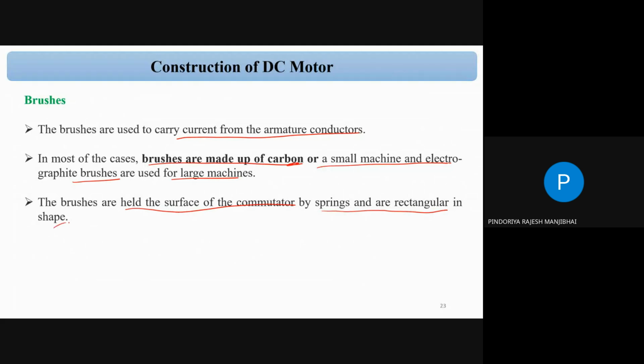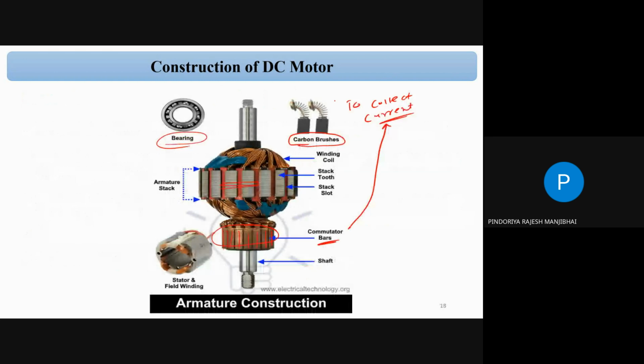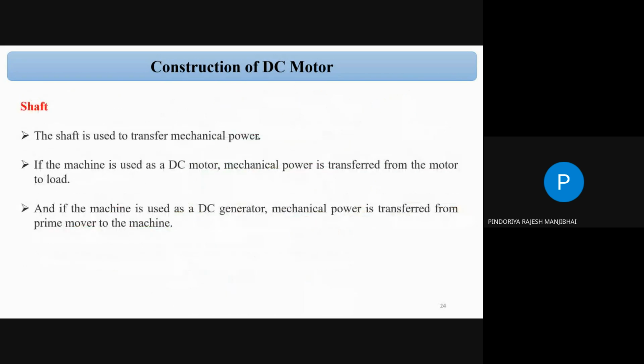In the previous slide, I showed you the brushes, and this is a carbon brush. The shaft carries the mechanical power. If the machine is used as a DC motor, mechanical power is transferred from the motor to the load. So that is simple. We can use the shaft to connect any external load.